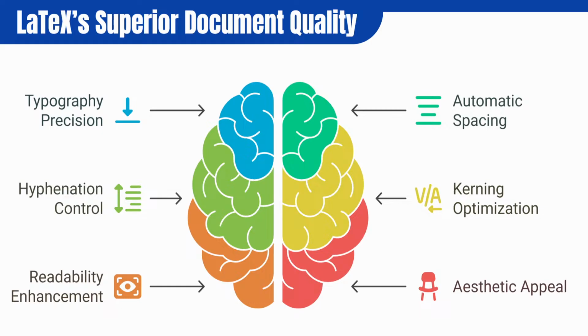Okay, so unlike traditional word processors that often require constant manual tweaks to fix layout issues, LaTeX delivers exceptional visual consistency straight out of the box. It uses intelligent algorithms to automatically manage spacing, hyphenation, and kerning, ensuring that every line and paragraph maintains a professional and polished appearance.